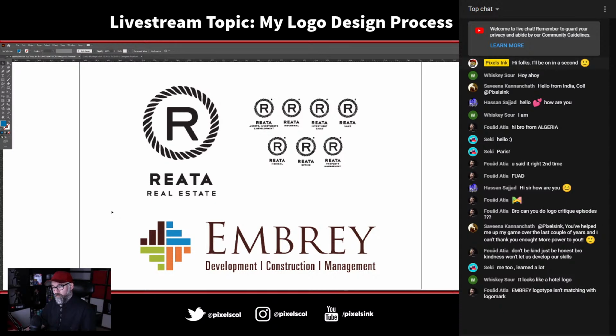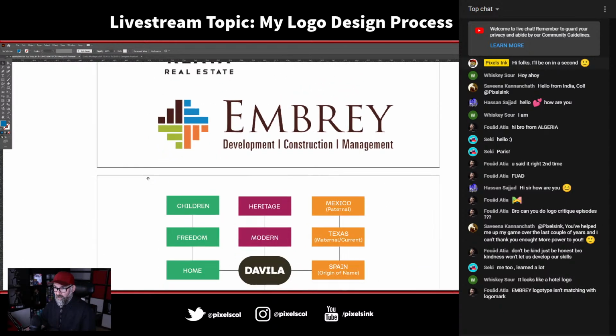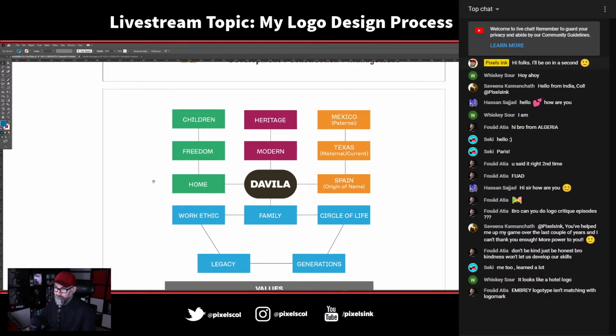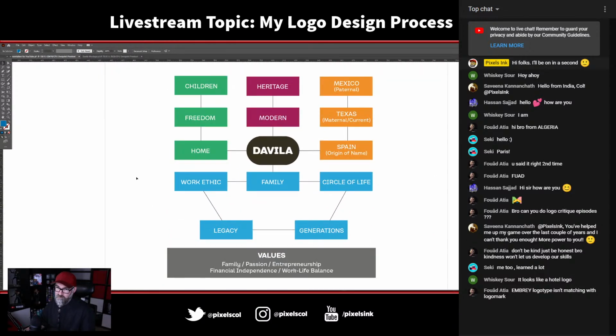One of the other things that I would do when I'm working with a client is I will send them a couple of documents to complete. One of them is a core values document, which helps me to know what their core values are as a brand, as a person. And I've got different levels of service.